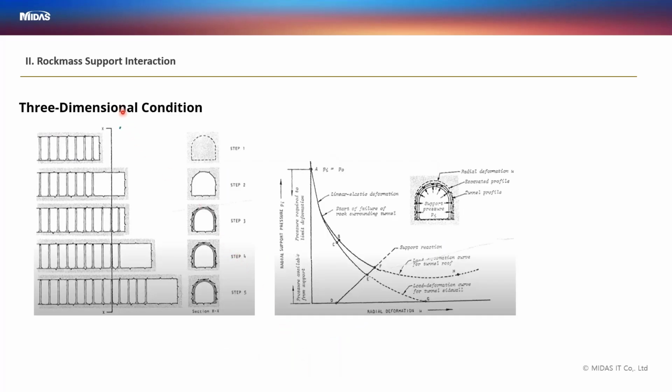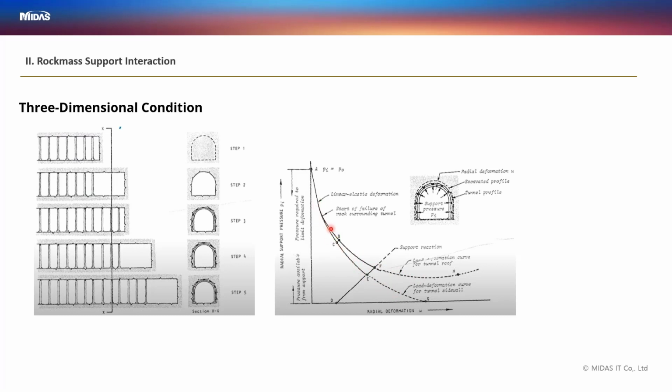Now, what is this three-dimensional condition? This is the GRC. In step one, if I cut the section at this axis, nothing is excavated. So my deformation at this point is zero and my internal pressure is highest. After certain excavation, let's say my point reaches the B or C points. This is the GRC for the roof and this is the GRC for the side walls.